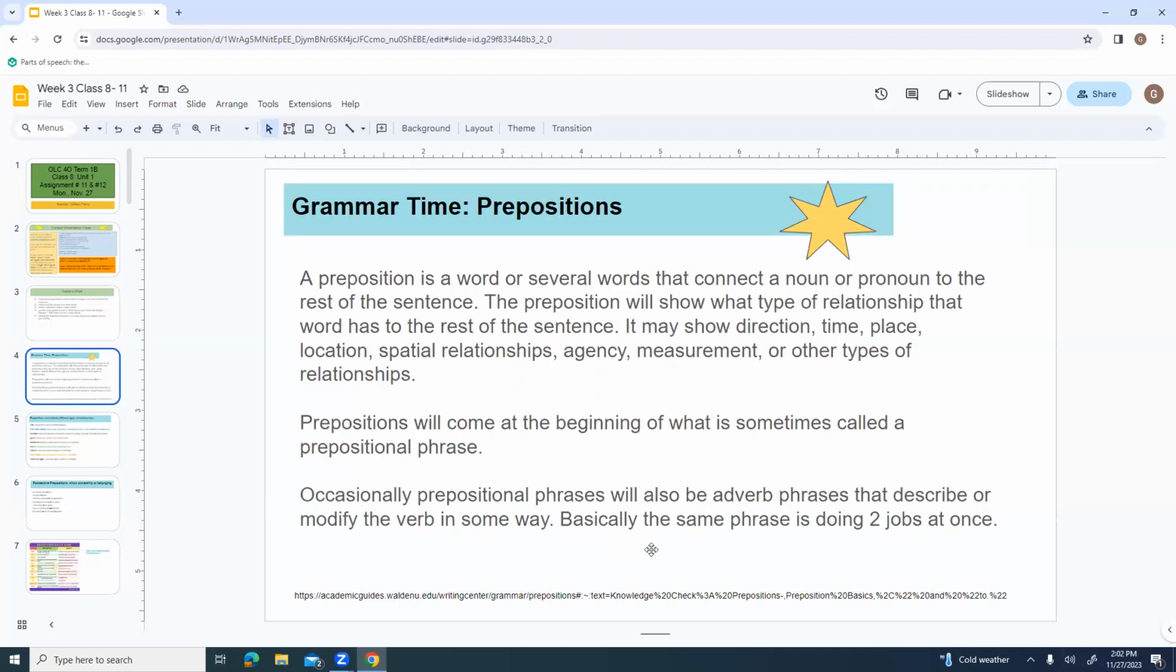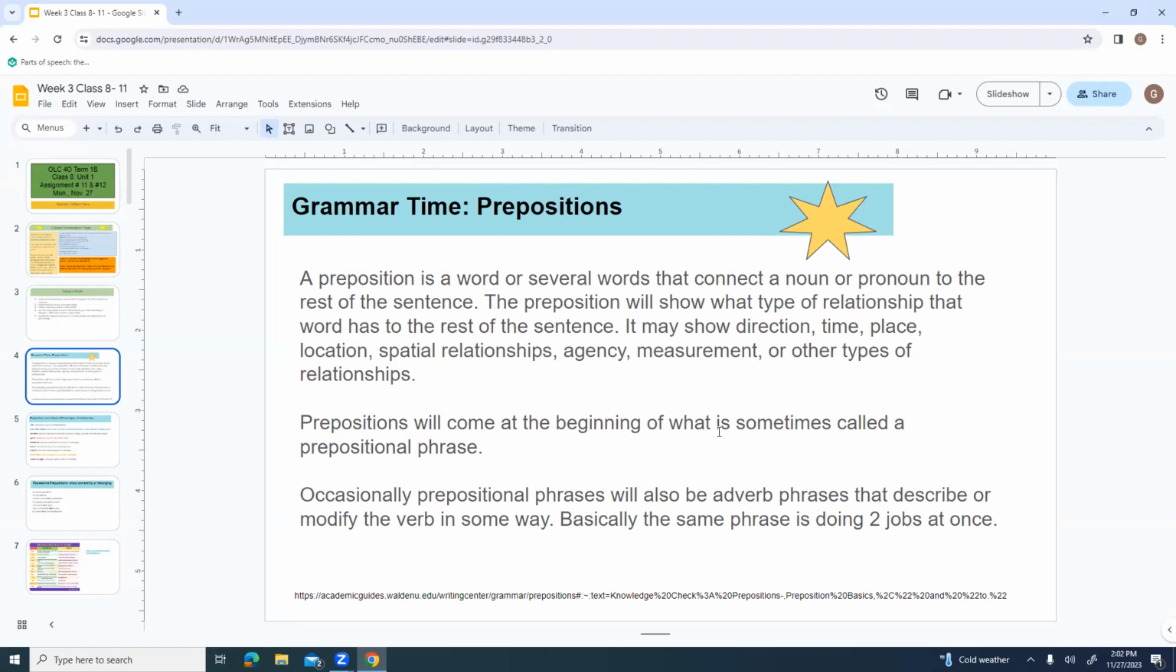So to start off with grammar, prepositions. A preposition is a word or several words that connect a noun or a pronoun to the rest of the sentence. And the preposition will show what type of relationship that word has to the rest of the sentence. It might show direction, time, place, location, spatial relationships, agency, measurement, or other types of relationships.